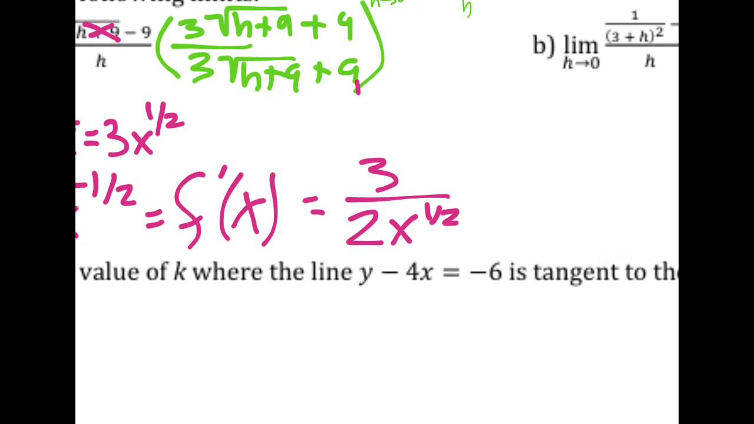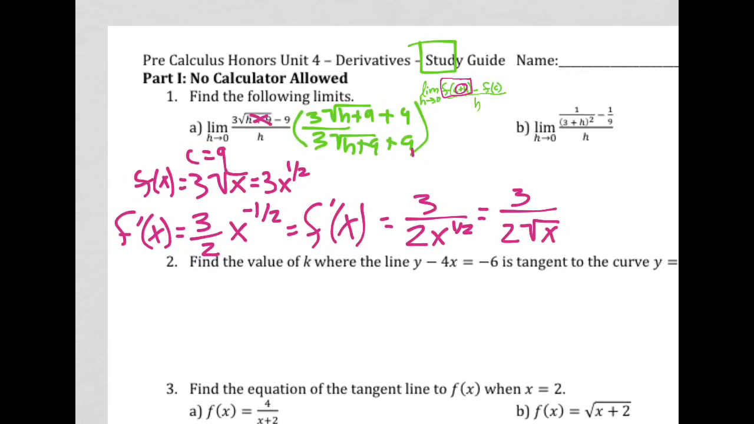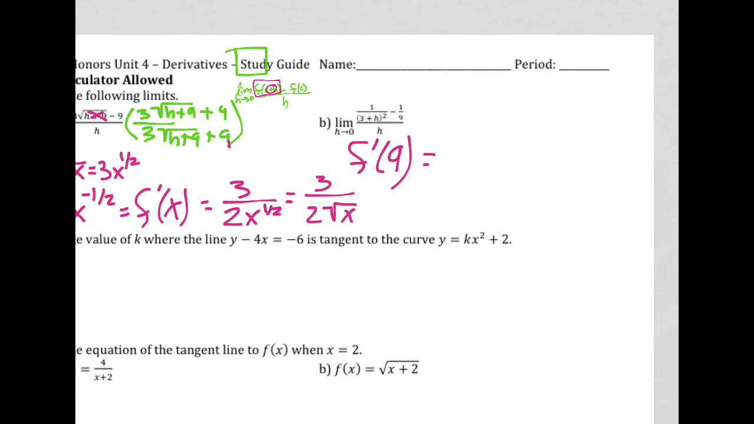So I want to take this one step farther. I'm going to write this as 3 over 2 times the square root of x, because now I can more easily solve this problem. Remember, the c value was 9. So now I want to find f prime of 9, the value of the derivative at the x value 9. So I plug it in: 3 over 2 times the square root of 9.